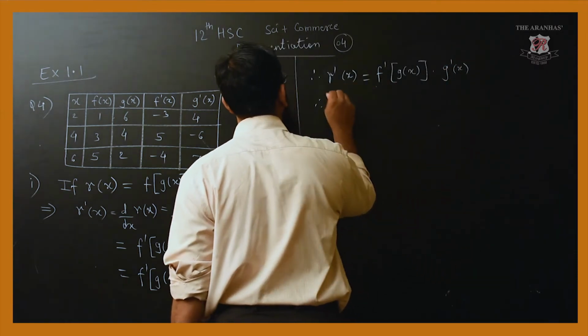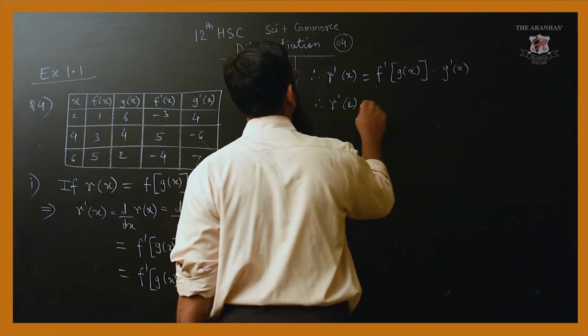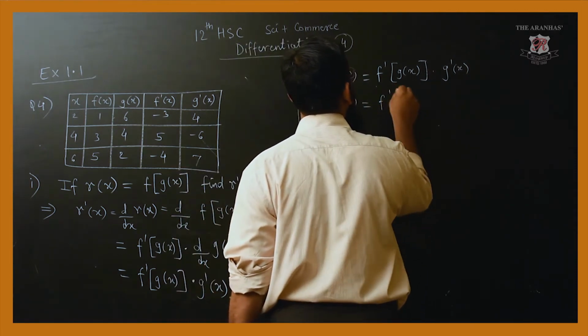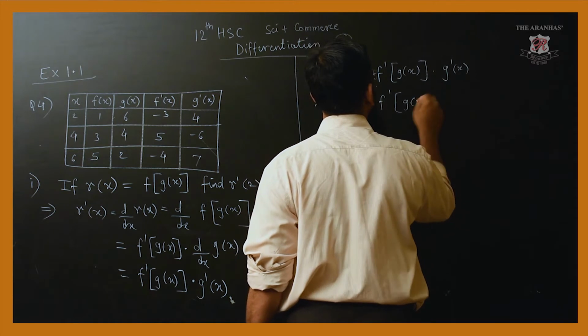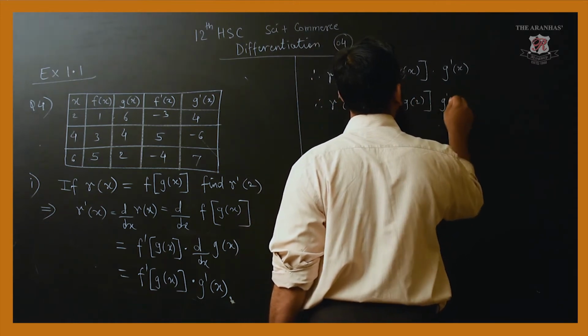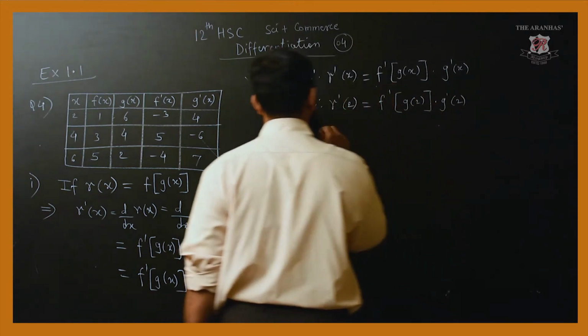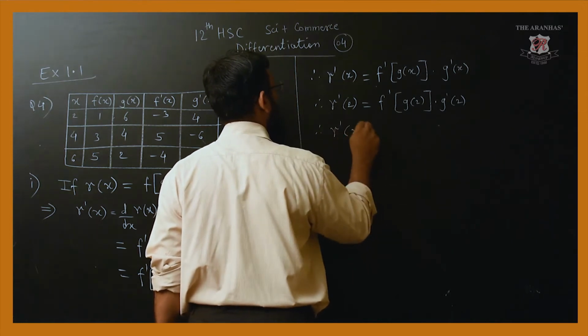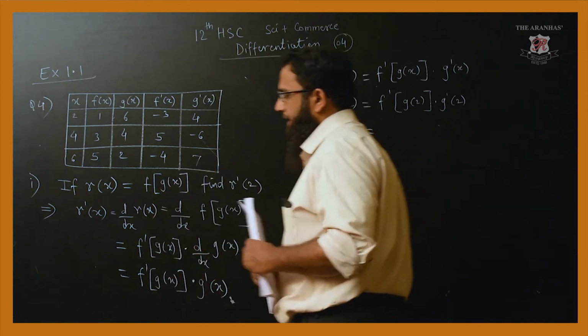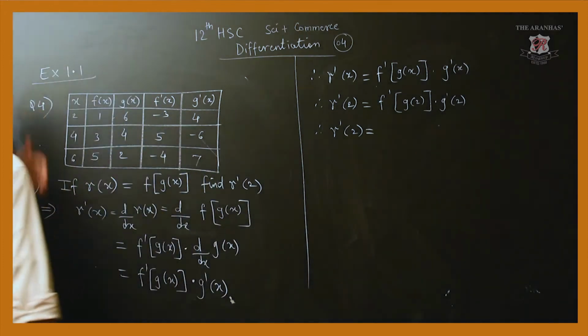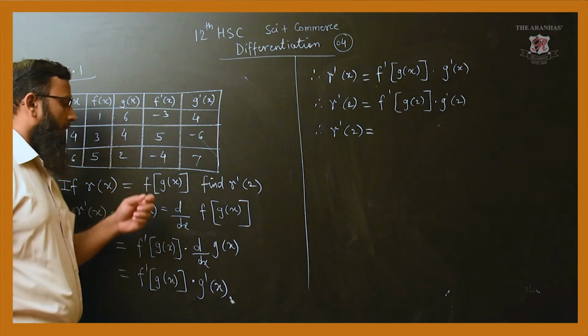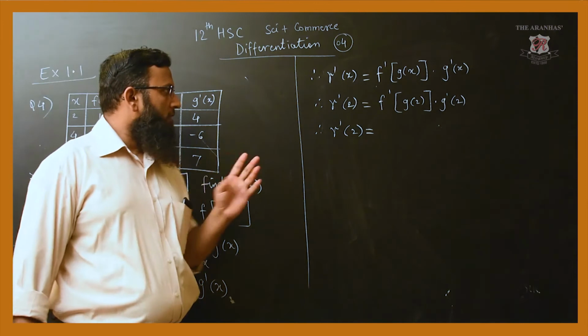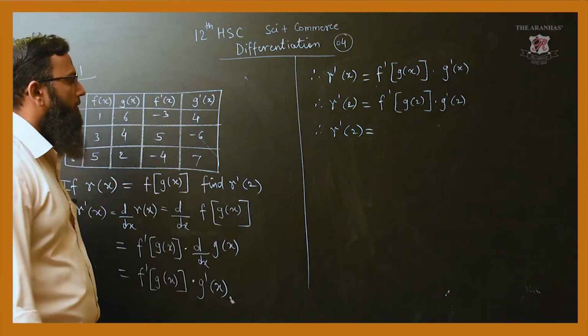Now I want r dash of 2. Everywhere, replace x by 2 and see what that means. It's a very nice type of problem. I hope you are understanding it. Whatever function they have given, I have taken the derivative of it, first the outermost and then the inner.